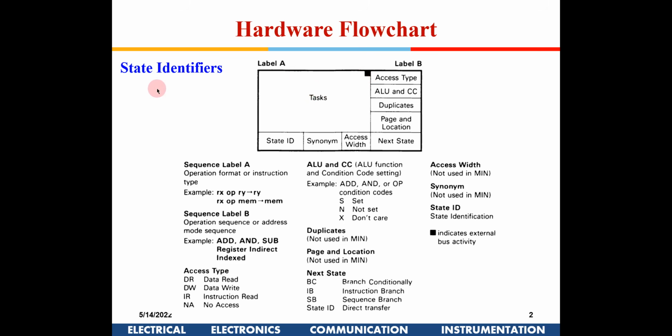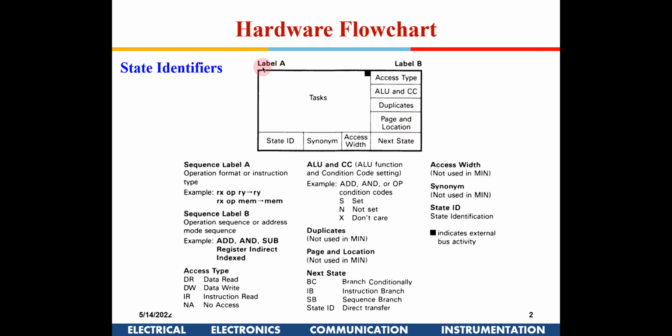Okay, but over and above that, for each of these boxes, we can write some state identifiers also. Once we write the state identifiers, it becomes pretty easy for the hardware engineer to understand what is required from this particular box, and accordingly he can easily implement the hardware. Okay, so there are several state identifiers associated with the hardware flowchart. So let's see what of them.